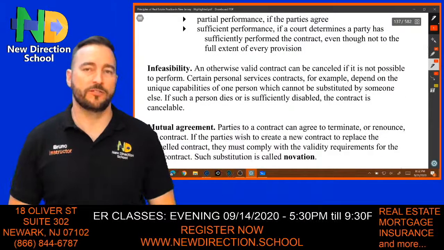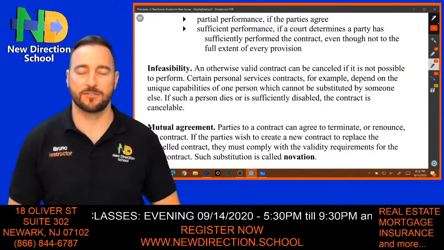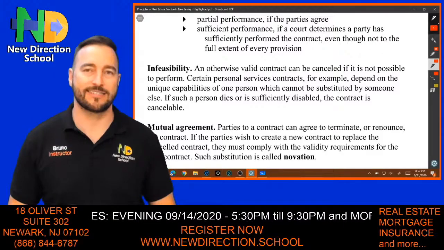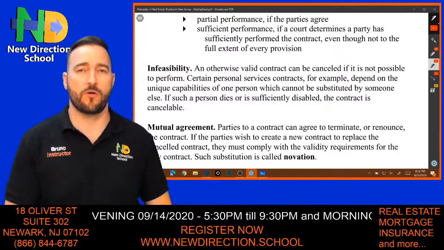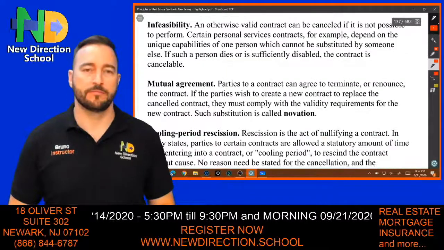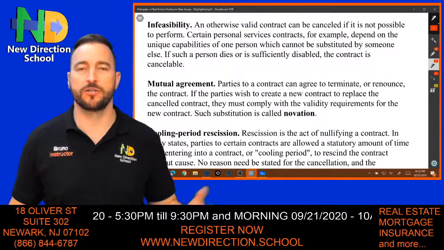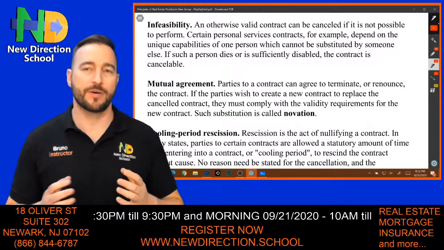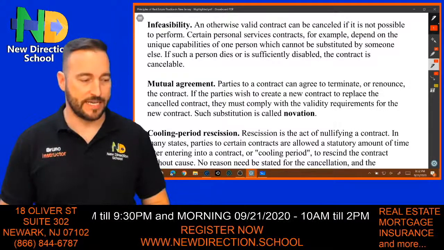Infeasibility. So you could terminate because it's not possible to perform. There are certain things that stop us from being able to move forward. Okay? Mutual agreement. Buyer and seller mutually agreed to walk away. We're talking about termination of contracts, how they could be canceled.